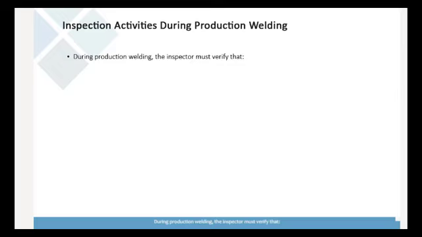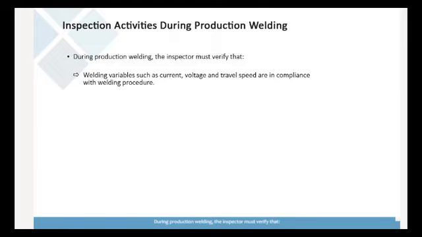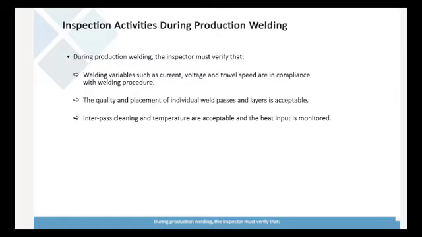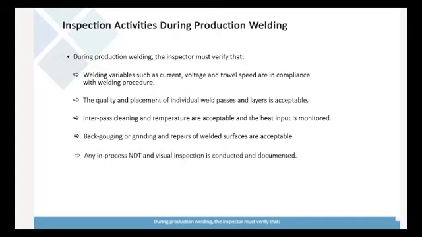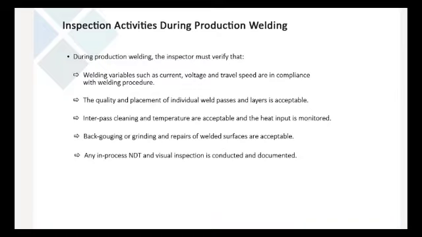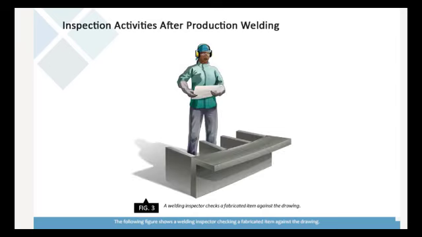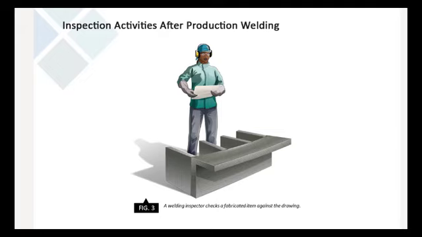During production welding, the inspector must verify that welding variables such as current, voltage and travel speed are in compliance with welding procedure. The quality and placement of individual weld passes and layers is acceptable. Interpass cleaning and temperature are acceptable and the heat input is monitored. Back gouging or grinding and repairs of welded surfaces are acceptable. And any in-process non-destructive testing and visual inspection is conducted and documented. The following figure shows a welding inspector checking a fabricated item against the drawing.